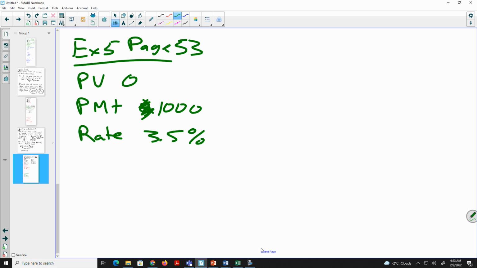That's what he's doing. So payment, and then we want to know his future value. It's going to be 18 large. This is semi-annually too. Okay? He wants to save up $18,000.